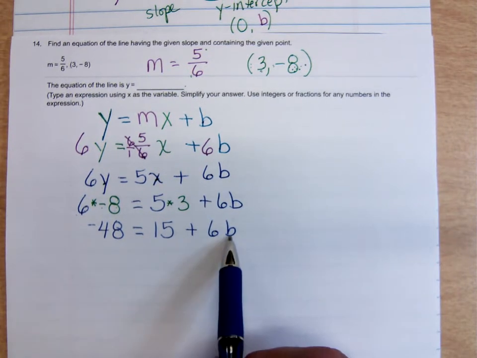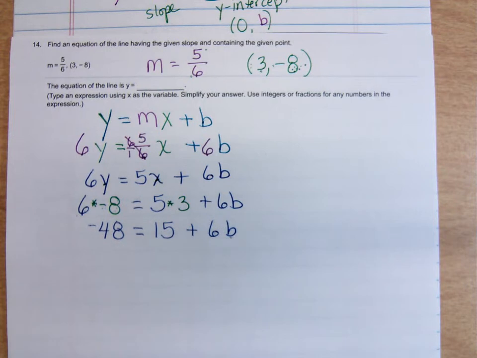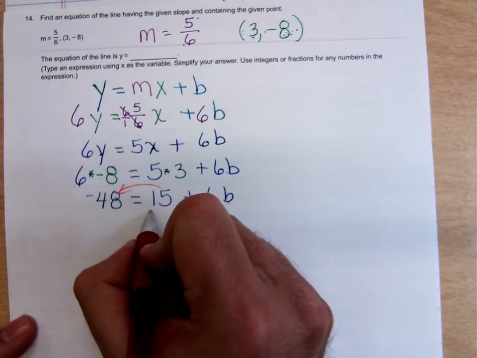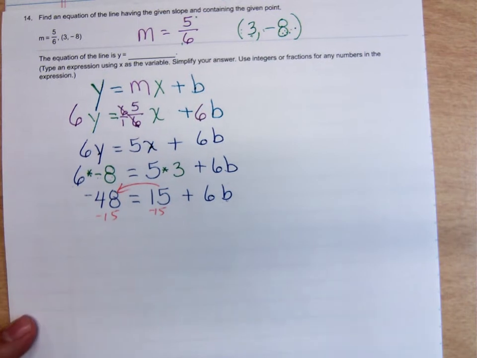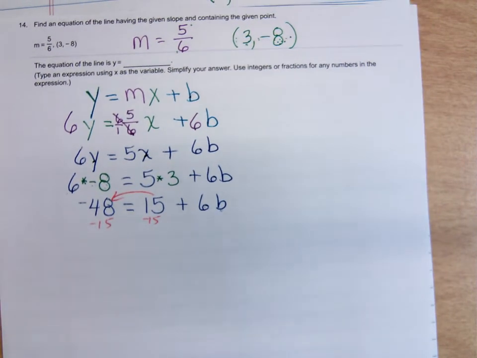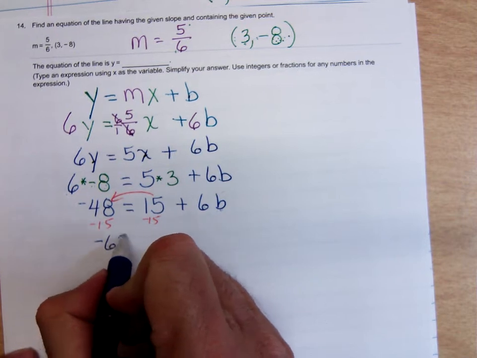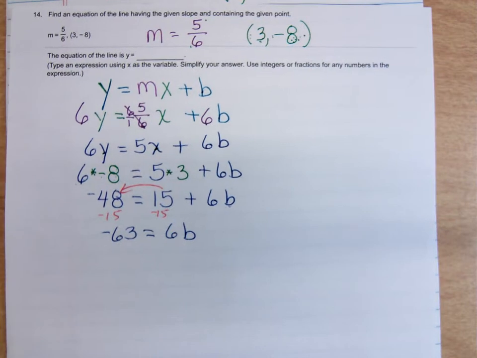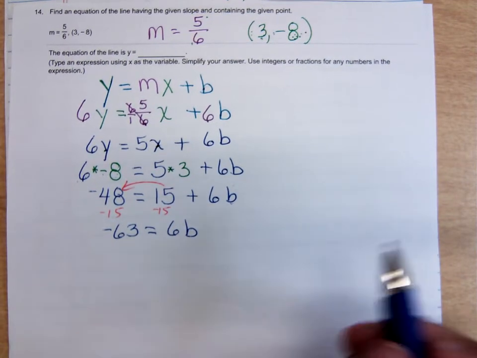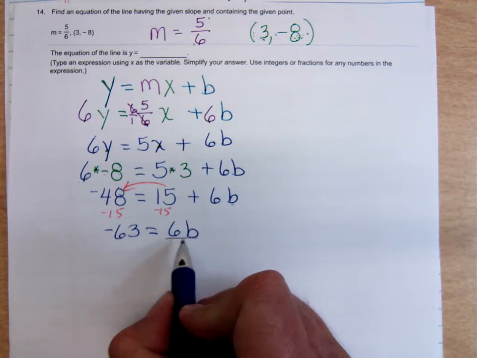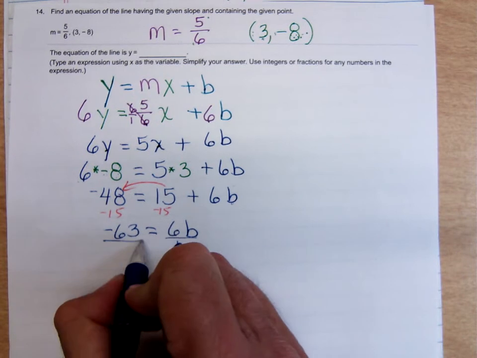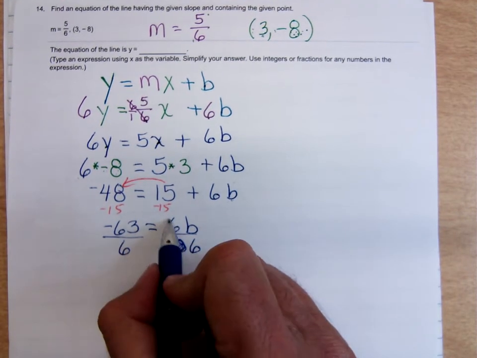Now, how do I get the b by itself? Okay, let's start off by subtracting the 15. Here's my little arrow symbol, but that means this. -48 minus 15, is that a -63? Equals 6b. Now, do what to get the b by itself? Divide. Oops, I'm dividing both sides by 6. Did y'all see how I wrote a b there? I was thinking, are my b's and 6's looking too much alike?